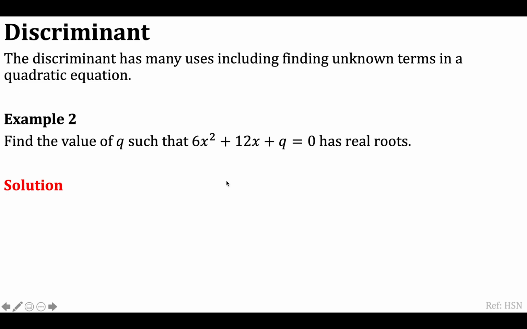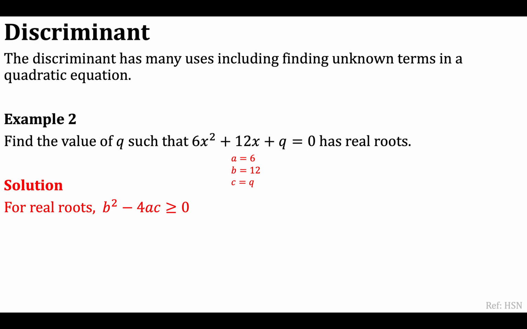So we'll firstly pick out our values for a, b and c. So a is 6 in this case, b is 12 and c is q. Now, for that equation to have real roots, if it was two real and distinct roots, we would need the discriminant greater than 0. And if it was one real and equal root, we would have the discriminant equal to 0. So that means that both of those cases are applicable. For real roots, we want b squared minus 4ac to be greater than or equal to 0. So we can have both cases involved in this.